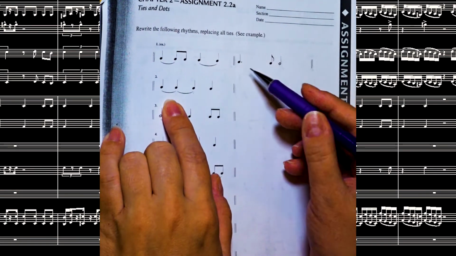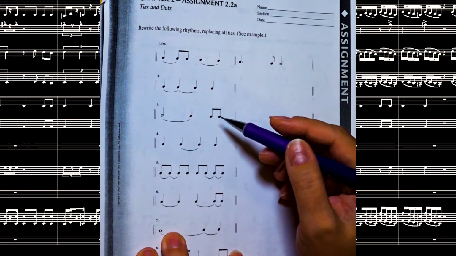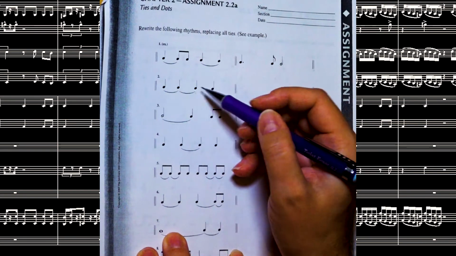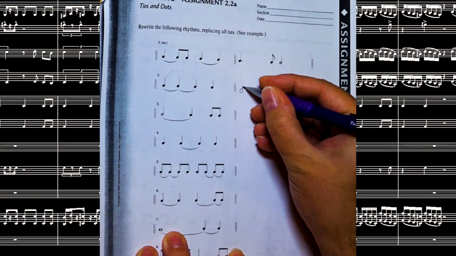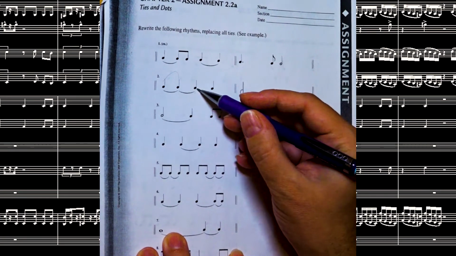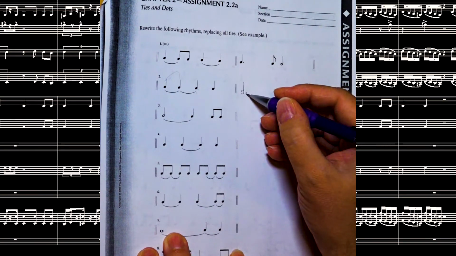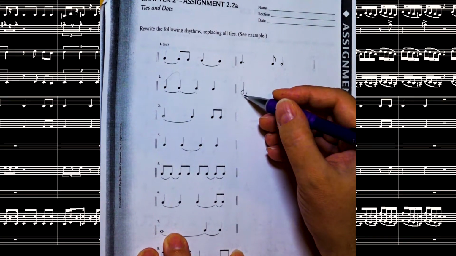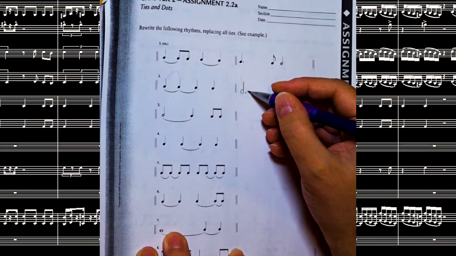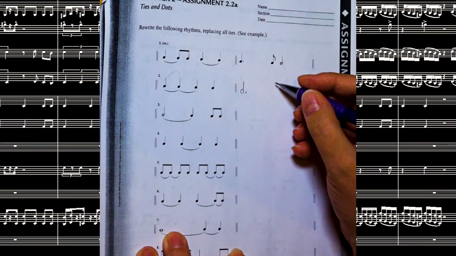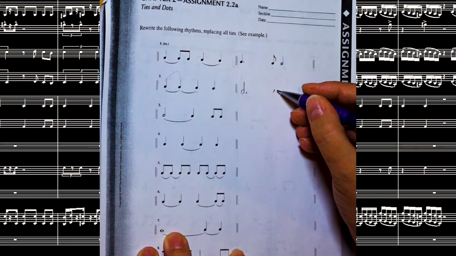All right, so now what we're doing is rewriting these rhythms, replacing ties with dots. So 1, 2, 3. 2 of these can be a half note, and then 1 of these a dot. Remember that the dot is half of a half note, so that means it's a quarter note. So that's 3. 1, 2, 3. All right, and then we just need a quarter.